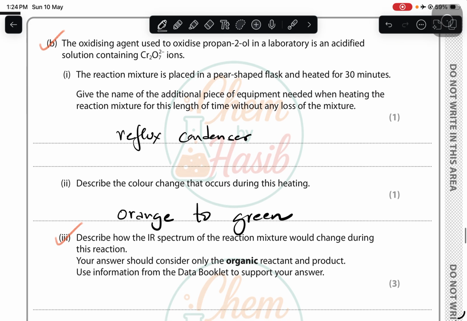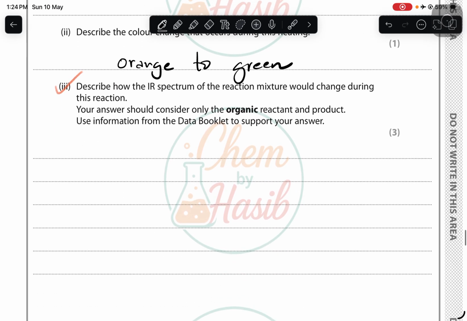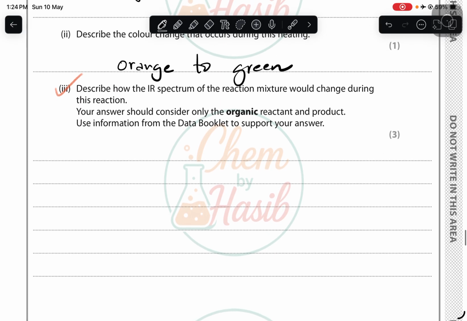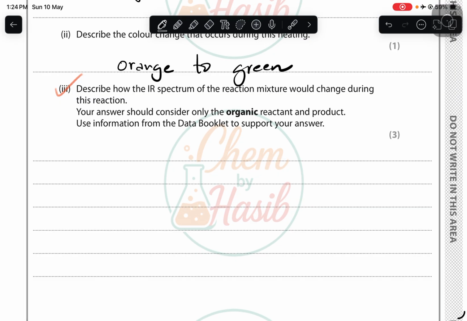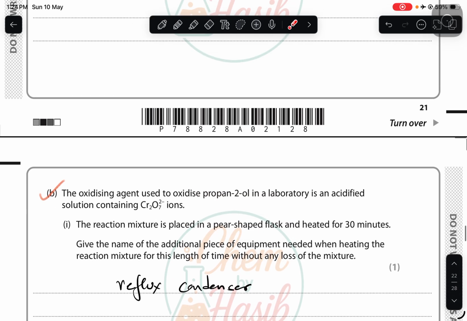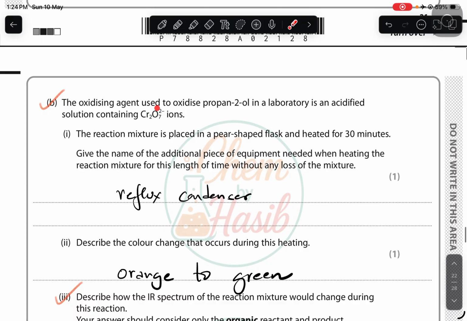It says how the infrared spectrum of the reaction mixture would change during this reaction. You should consider only the organic reactant and product. Use information from the data booklet to support your answer. You have to consider only the organic reactant and the product. Okay. It says it's used to oxidize propanol in a laboratory. So you are oxidizing propanol.